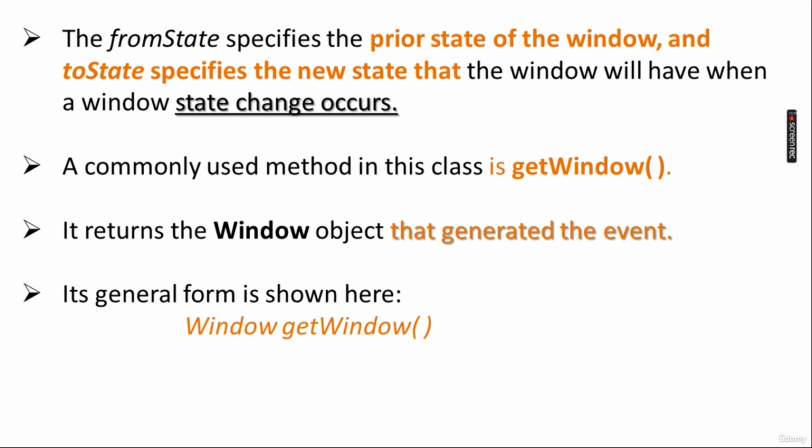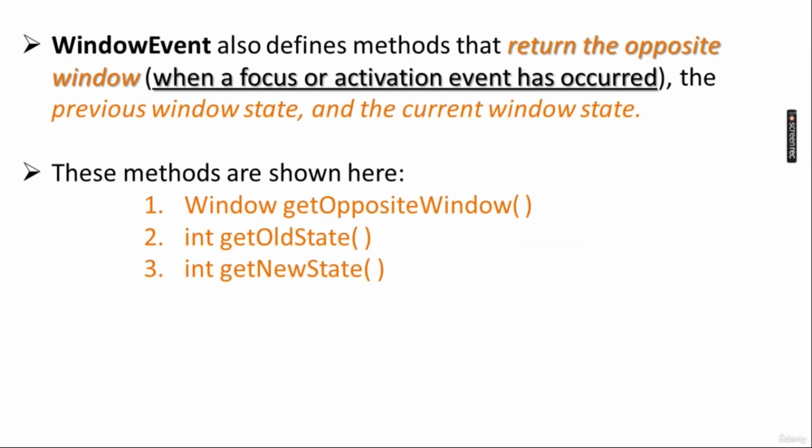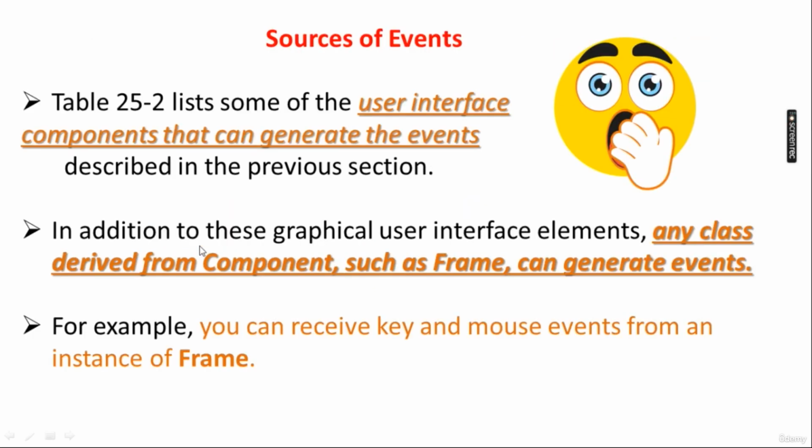In general, the method getWindow returns the Window object that generated the event, and its format is Window getWindow. WindowEvent also defines methods that return the opposite window, Window getOppositeWindow, the previous window state, int getOldState, and the current window state, int getNewState. Both return integer values.